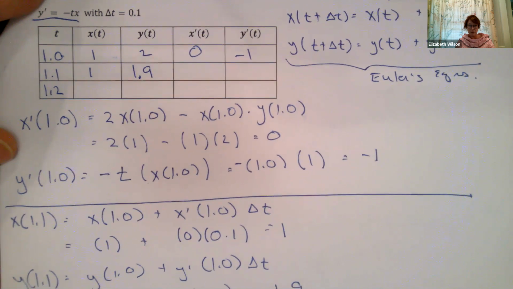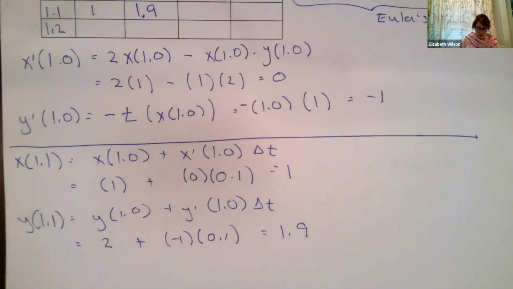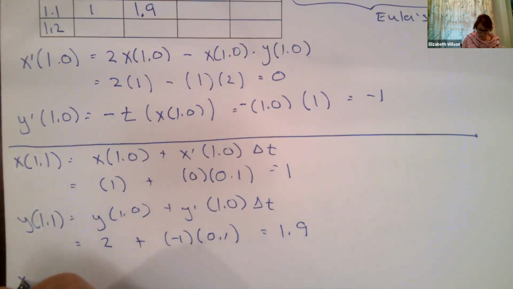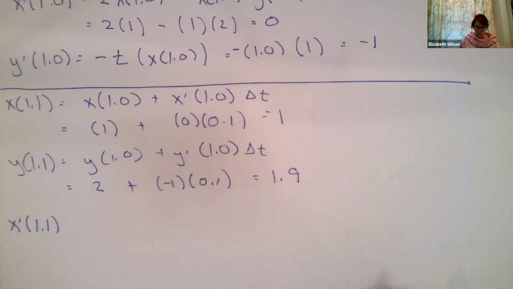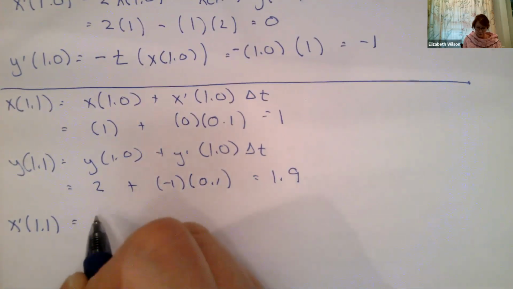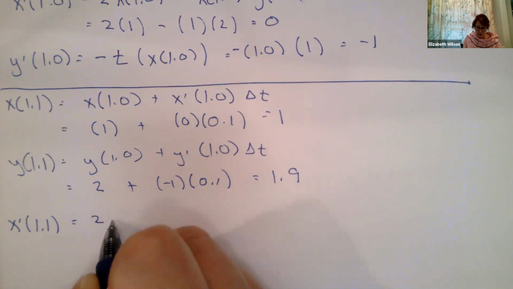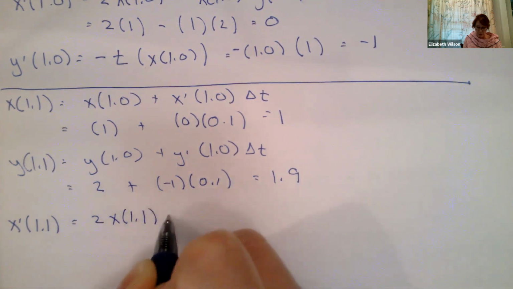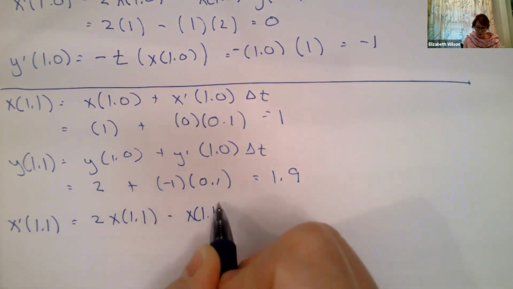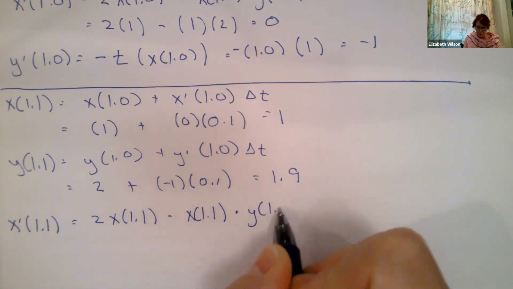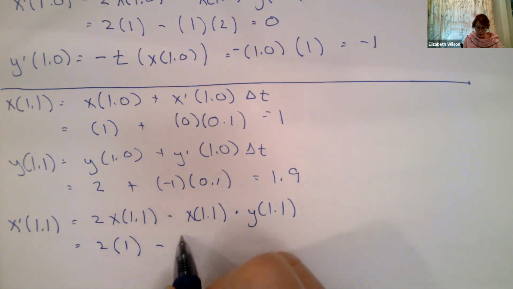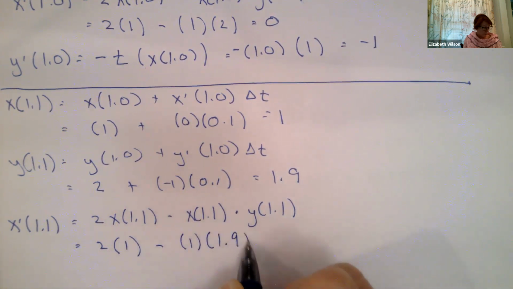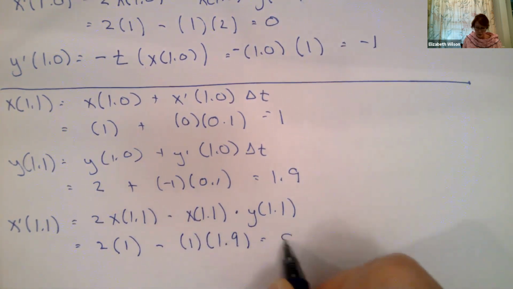Now I have to calculate my derivatives. I'm going to use x prime of 1.1 using my derivative equations, from here and here. So x prime of 1.1 is going to equal 2 times x of 1.1 minus x of 1.1 times y of 1.1. So this is 2 times x of 1.1, which is 1, minus 1 times 1.9, which is equal to 0.1.